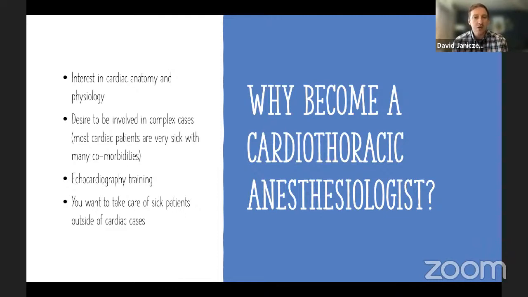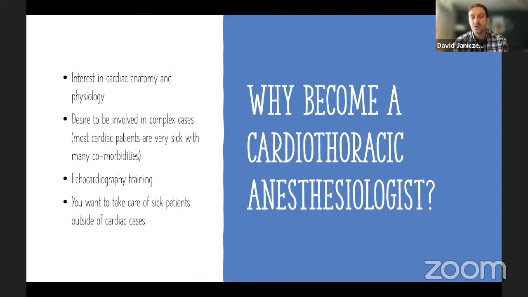I just wanted to touch on really quickly why you might want to become a cardiothoracic anesthesiologist. First and foremost, I think you have to have an interest in cardiac anatomy and physiology. We're surrounded by that every single hour of the day. And so if you don't like the heart or don't think it's interesting, maybe not the best field for you. But if you do like it and you could see yourself doing it, I think it's a great field. It's not what it used to be, but at the same time, I think it has a strong future as well. You've got to be wanting to do complex cases.